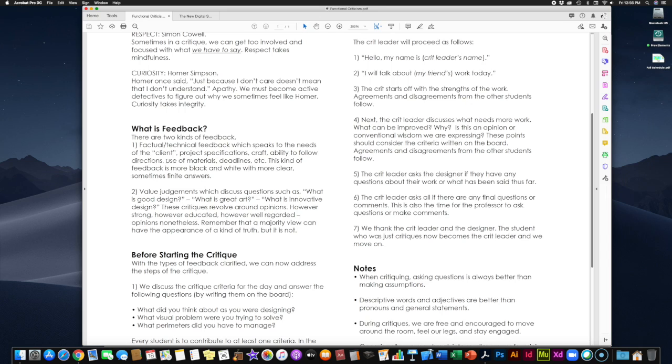Now, the part that's more difficult is the subjective feedback, right? These are value judgments which discuss questions such as, what is good design? What is great art? What is innovative design? These critiques revolve around opinions, but we have to be careful that opinions are backed up by thought, by education, and by research, not just because you feel a certain way, right?